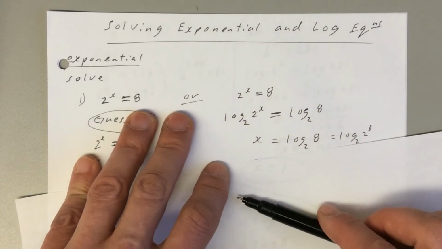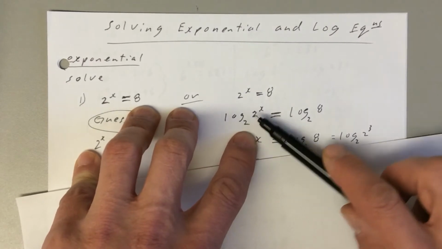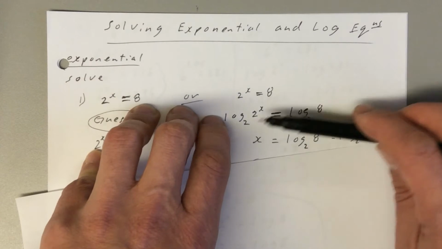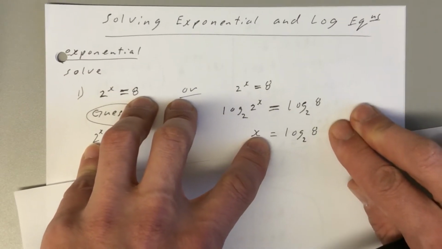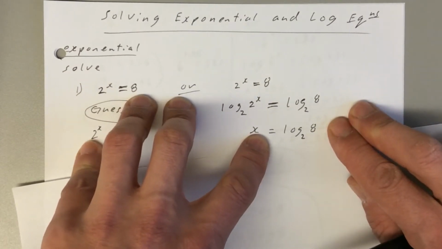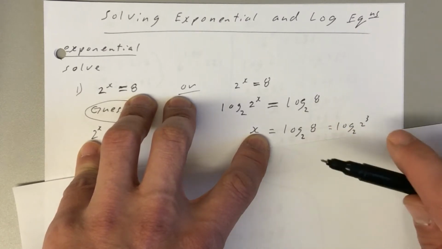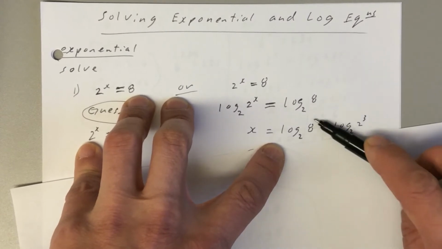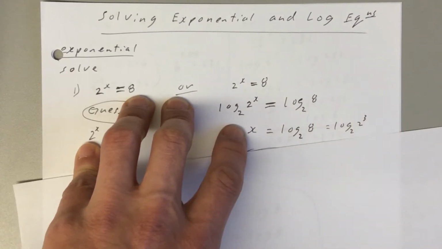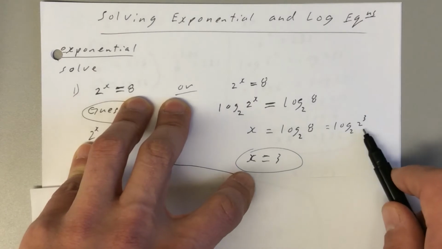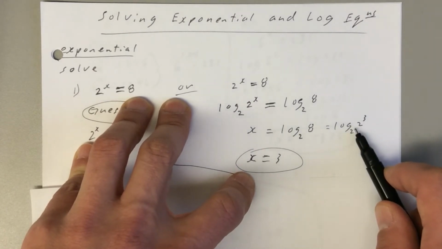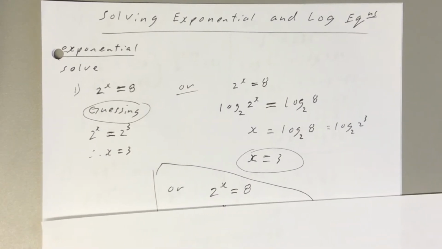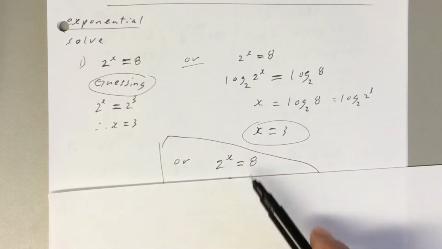If you want to use logs, you could take log base 2 of both sides. Turn that into a log, and you get x equals log base 2 of 8. So that's a solution for it. Log base 2 of 8 equals log base 2 of 2 to the 3, because we can change 8 to 2 to the 3, and then that just becomes 3 because the log and the base 2 cancel each other out.